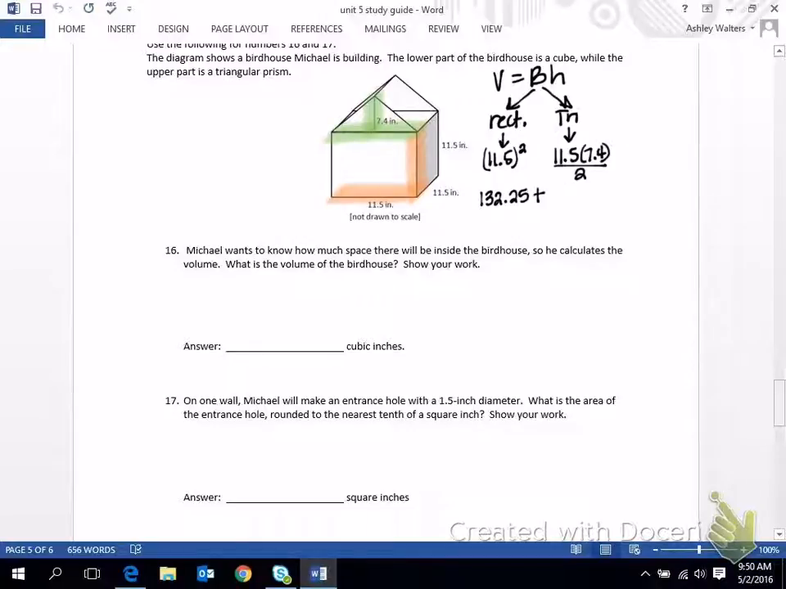And we will add that to 11.5 times 7.4, which is 85.1. We'll divide that by 2 to get 42.55, which is the area of the triangle. So together, they will give us the area of the pentagon, which is our base. So 42.55 plus 132.25 is 174.8.